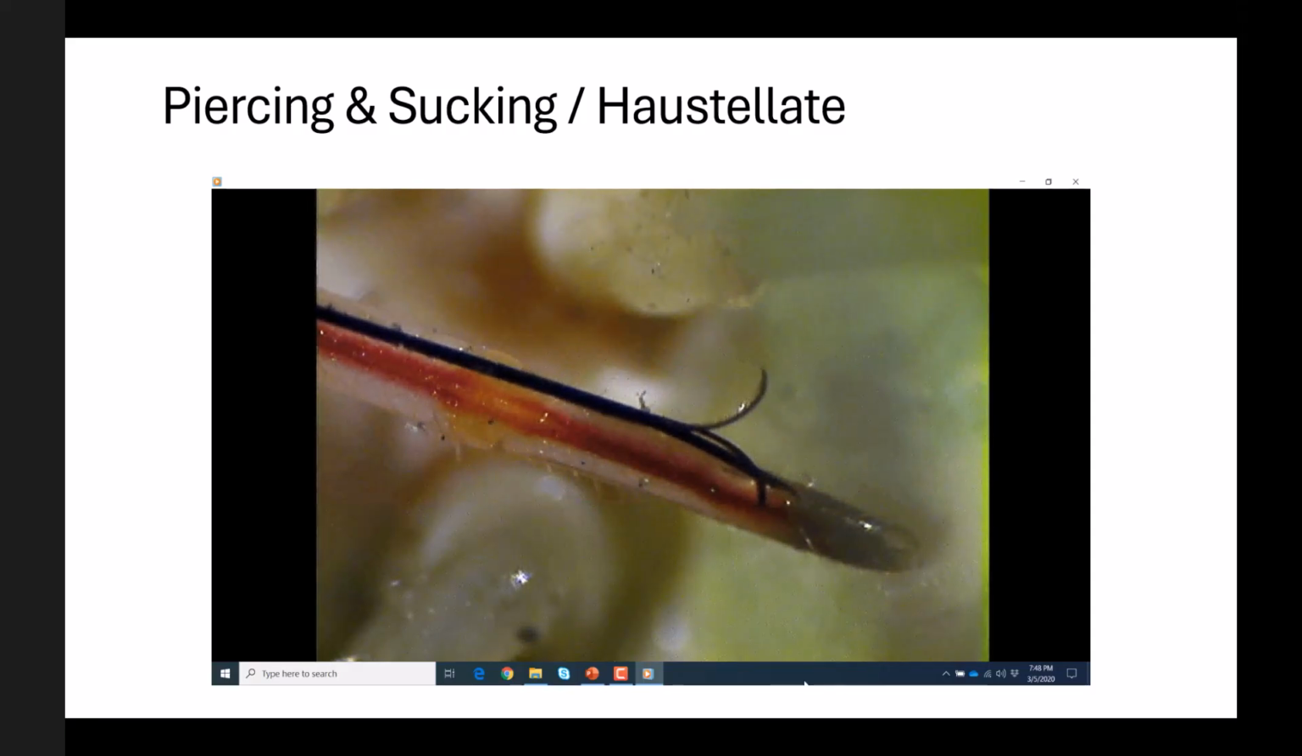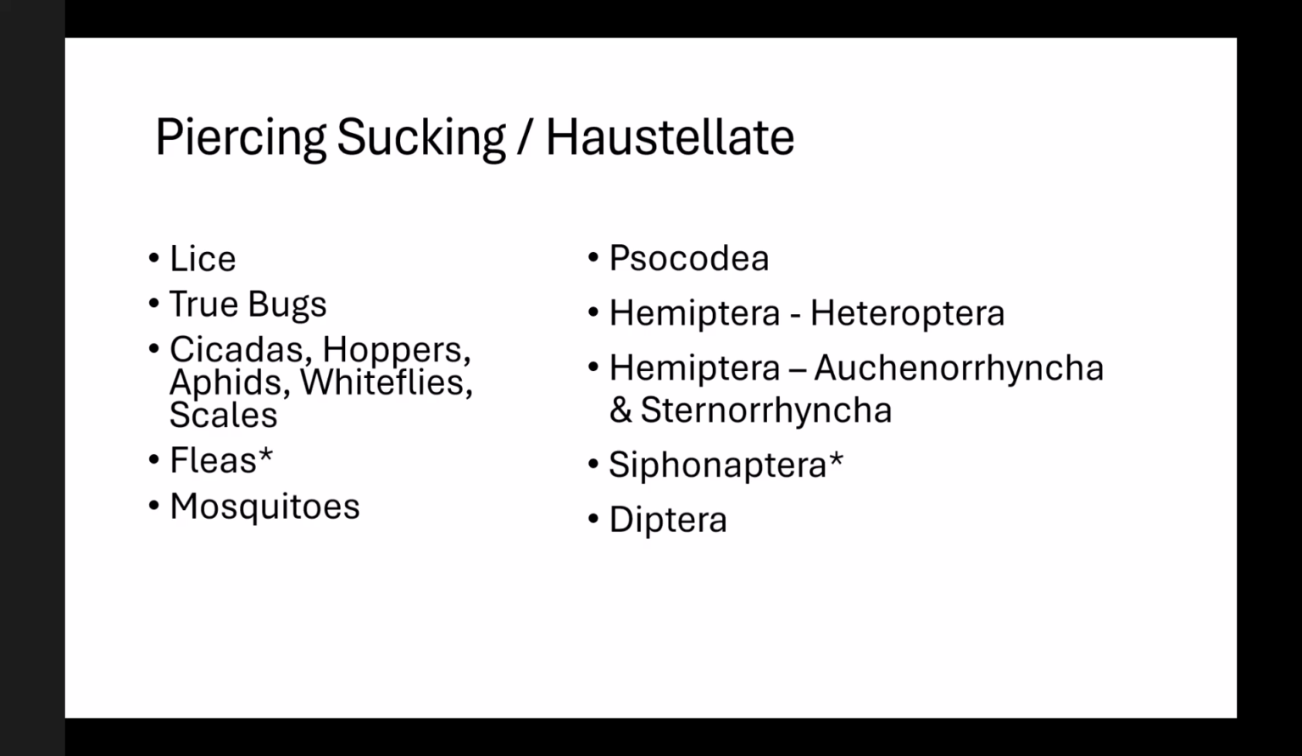Insects with piercing and sucking or haustellate mouthparts include lice, the sucking lice like head lice and hog louse, Psocodea, all the true bugs, Hemiptera, Heteroptera, the cicadas, hoppers, aphids, and whiteflies in the order Hemiptera, suborders Auchenorrhyncha and Sternorrhyncha, fleas in the order Siphonaptera, and mosquitoes in the order Diptera.